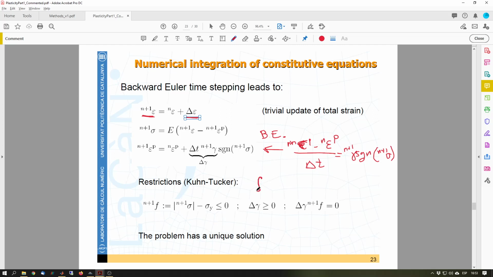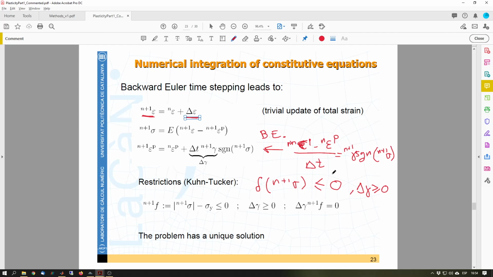Restriction. So we want to satisfy this condition at the end of the step, right? And delta sigma also should be positive or equal to 0. Gamma is always positive, cannot diminish. So delta gamma must always be positive as well. And this means that delta gamma times f, the consistency condition, should be equal to 0. So whenever delta gamma is equal to 0, that is when f can be negative. But if delta gamma is different from 0, then f must be equal to 0. Very similar, in a discrete form, to what we had in our continuous system of constraint ODEs.